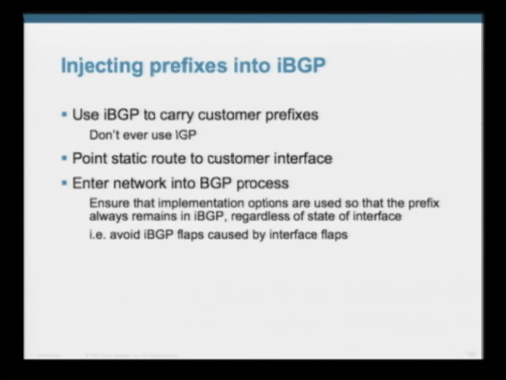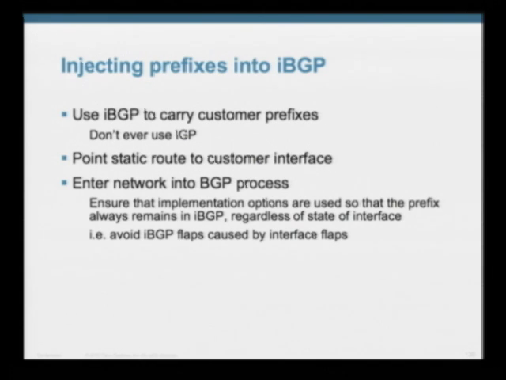If it's a static link to a customer, for example on iOS, if the interface goes down, then the static route disappears. If the static route disappears, the entry disappears from IBGP also, which ends up with route flaps happening inside the network as well. So don't set things up so that the static route will disappear if the interface goes down. Make the static route permanent. Then even if the interface goes down, it's still there, so the entry is still in IBGP and you get a stable network.